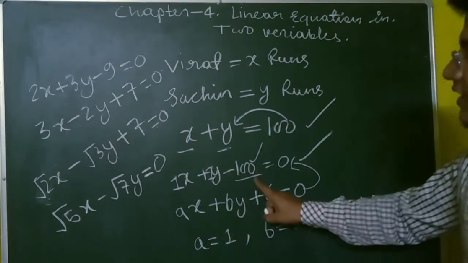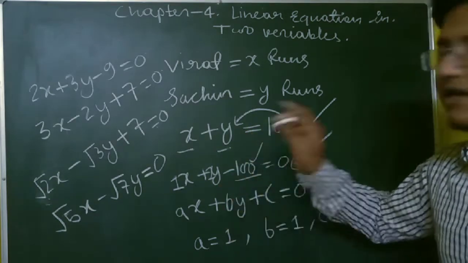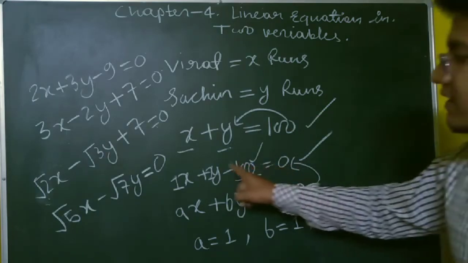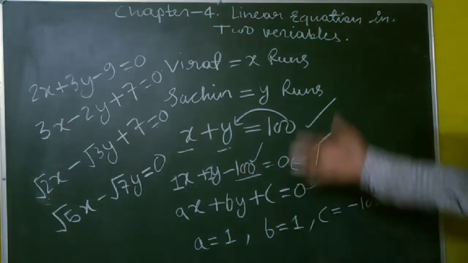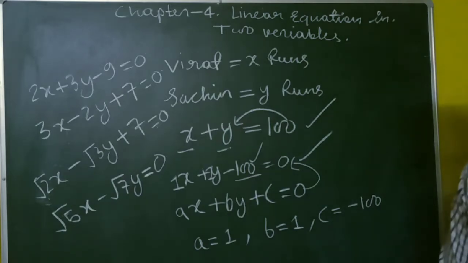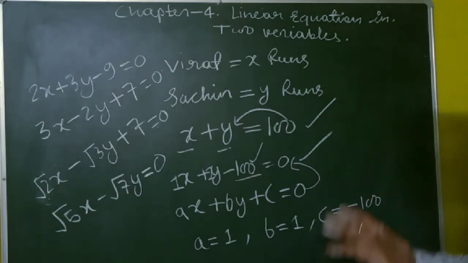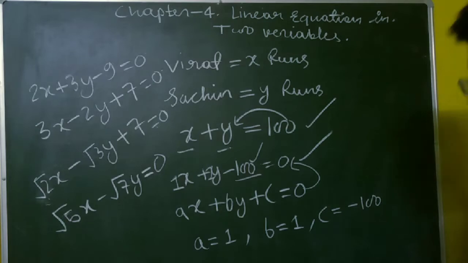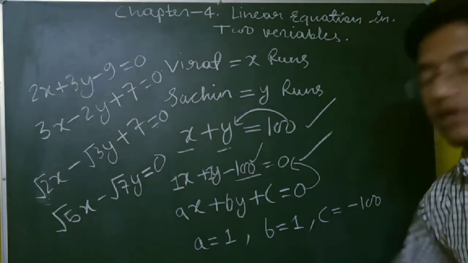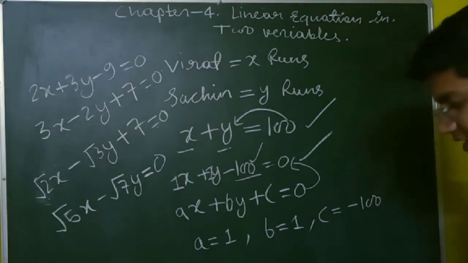So here 100 is there, but with 100 we are having a minus sign, so that's why it will be considered like this. So this was the real life situation which I have taken. We will be taking so many examples and solving the problems. Now coming to our exercise.